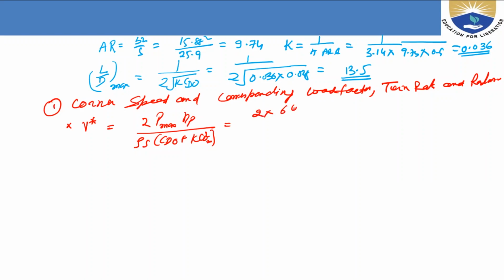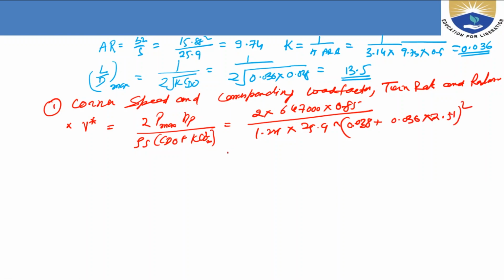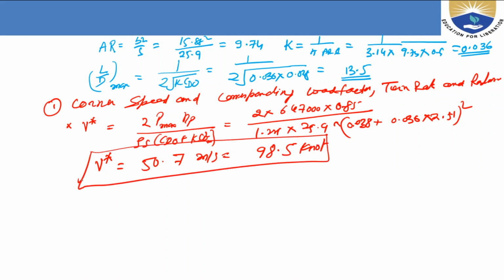2 into P max, 647,000 into 0.85, divided by 1.225 into 25.9 into 0.038 plus 0.036 into 2.51 whole square, and you will get this velocity, that is the V star, 50.7 meter per second or 98.5 knot. So we got the velocity.